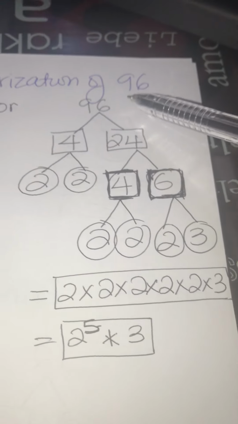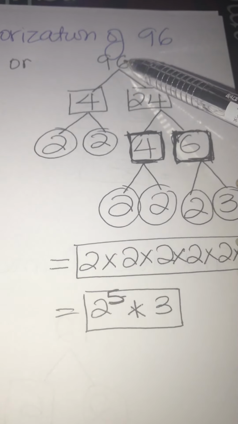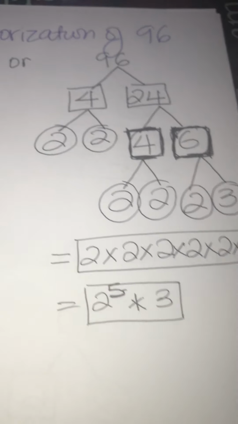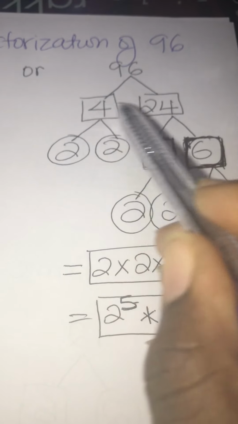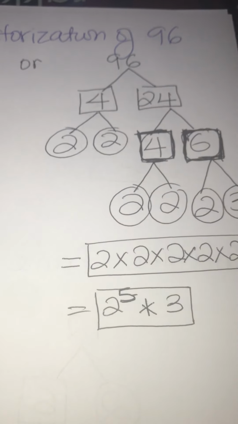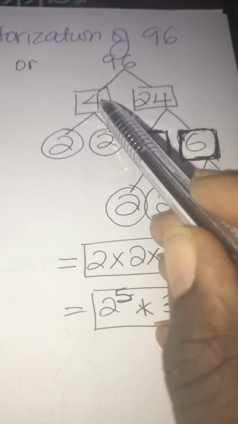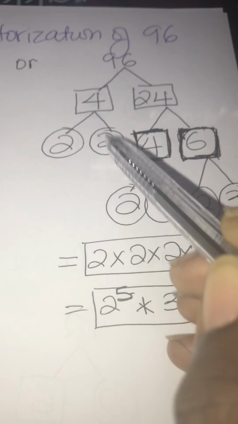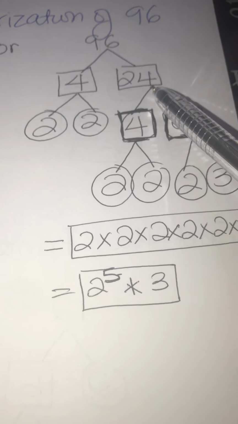So I did it a different way. I said 4 times 24 gives me 96. Then 4 and 24 are both not prime, so both of them will go into a square. Then I break down 4. I got 2 times 2 gives me 4. 2 and 2 are prime. I circle. I break down 24.